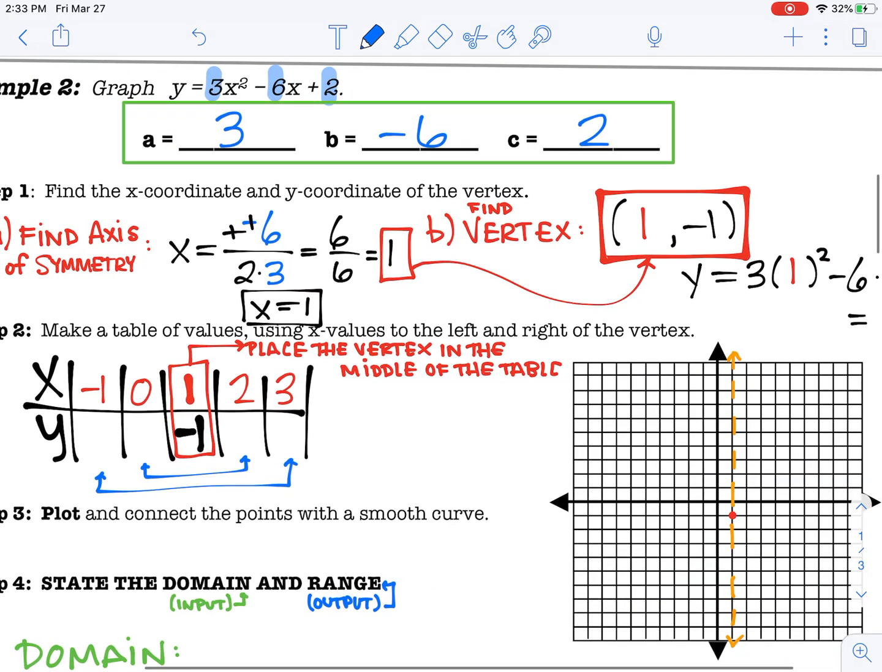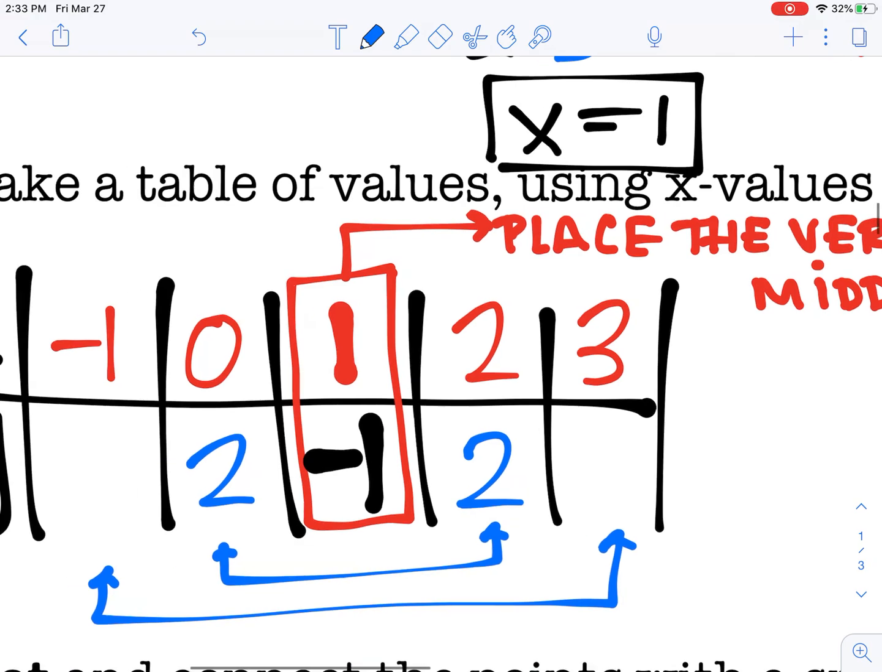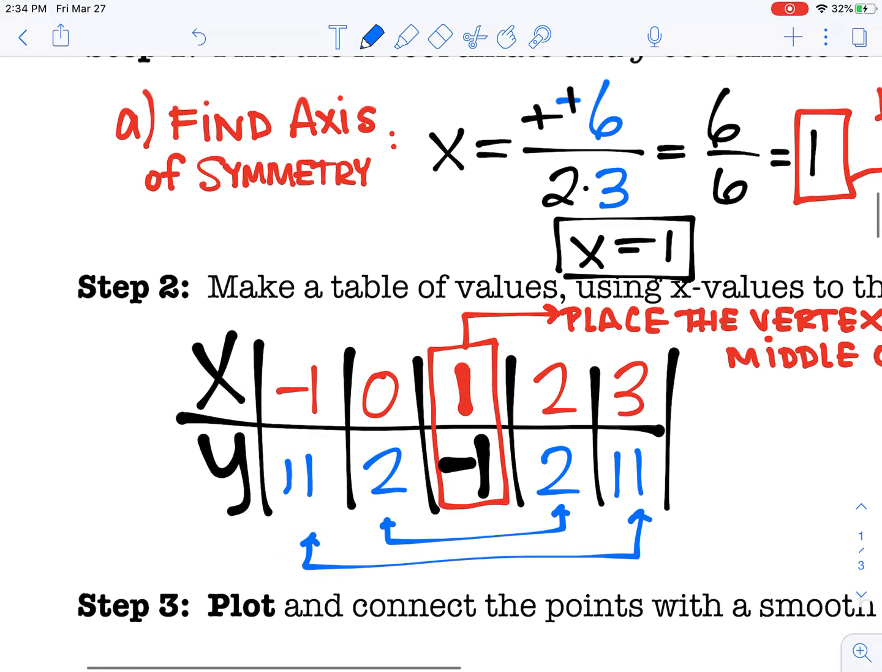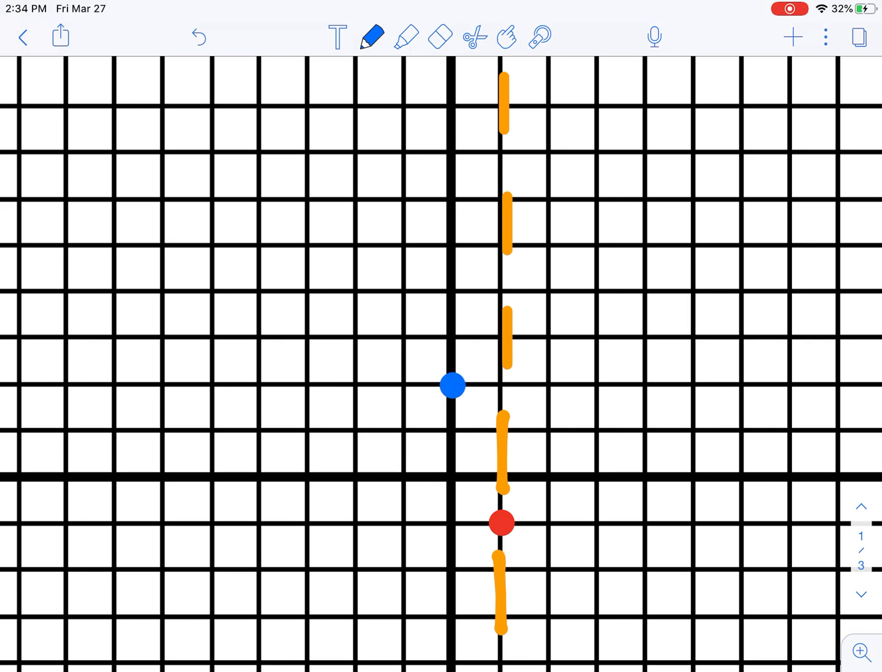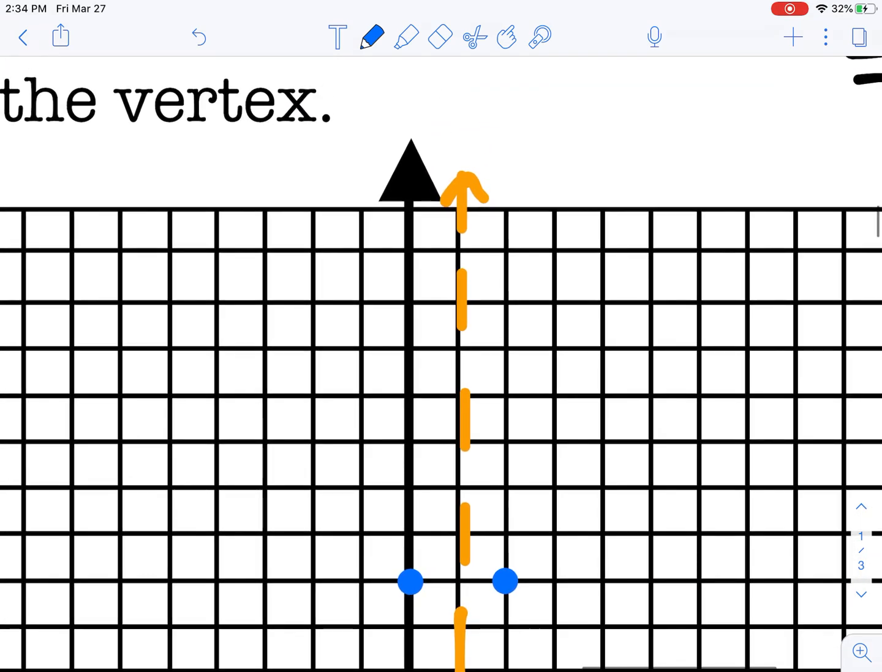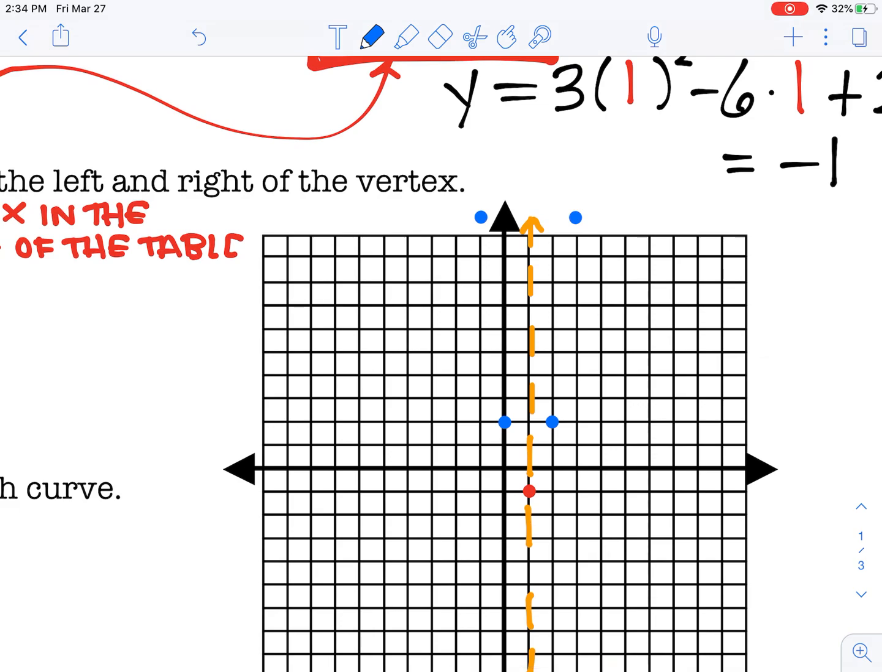So if we take turns plugging these in, if we plug 0 and 2 in, we should get 2 as our y. And if we plug -1 and 3 in, we should get 11. So if we want to go ahead and plot those, (0, 2) is here. And again, if we reflect it across, that hits at (2, 2). And then we have (-1, 11), which is just 1 right above the top of this grid here. And we go 2 to the right of that, we should be at (3, 11).